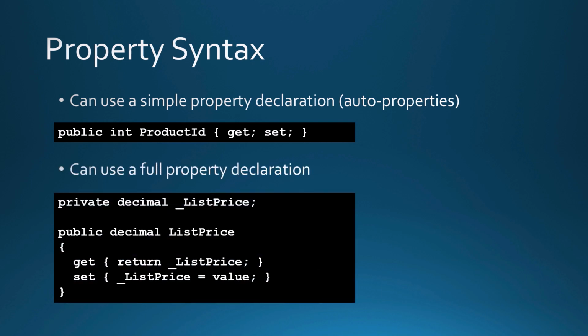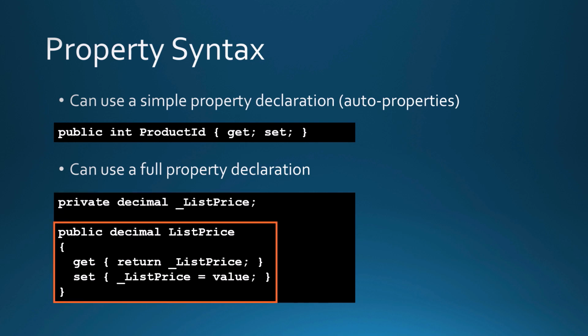However, sometimes it might be advantageous to use a full property declaration. And that looks like this, where you create a private variable known as the backing field, private decimal _listPrice. And the convention when you are using private variables within a class is to prefix that variable name with an underscore.